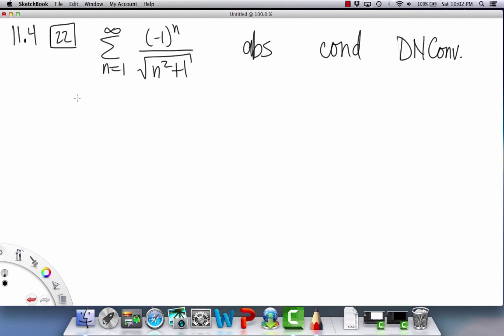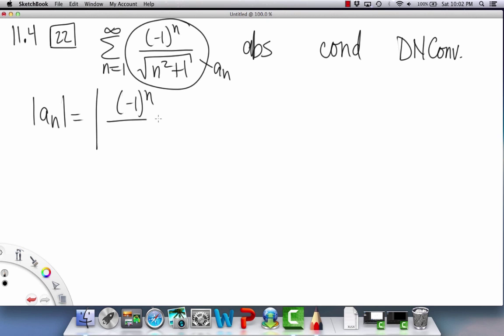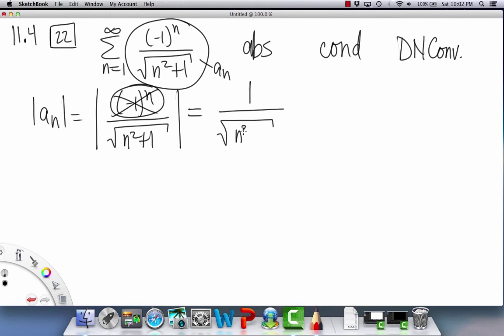So on this one, we have that this is our given a sub n. Let's test for absolute convergence first. Just to start off, the absolute value of a sub n is going to be the following. We're just going to stick this inside absolute value signs here. And remember, when you have something in absolute value signs, the -1 inside is not going to matter when it comes out. So this is in effect going to be like that.